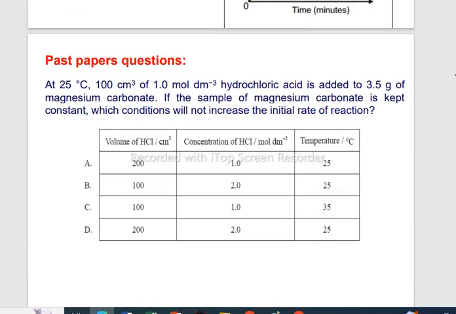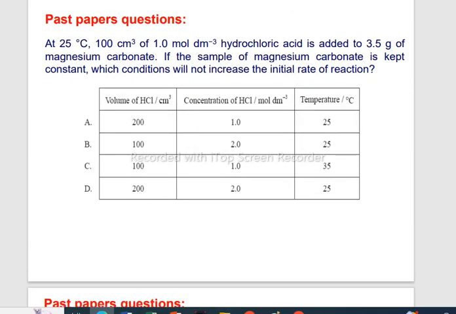Okay, now we're going to apply on some past paper questions taken from paper number 1, multiple choices. 25 degrees and 100 cubic centimeter of 1 mole per decimeter cube hydrochloric acid is added to 3.5 gram of magnesium carbonate. If the sample of magnesium carbonate is kept constant, which conditions will not increase the initial rate of reaction? So in this question, I have hydrochloric acid, which I added to magnesium carbonate, MgCO3.